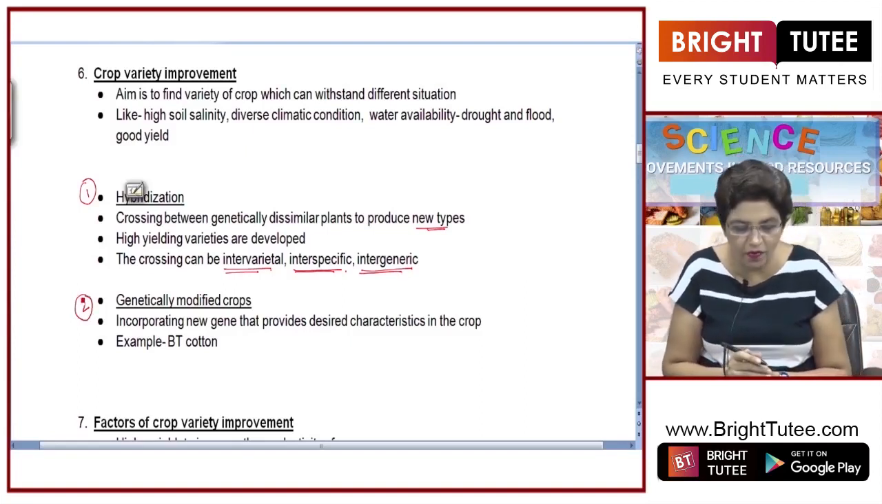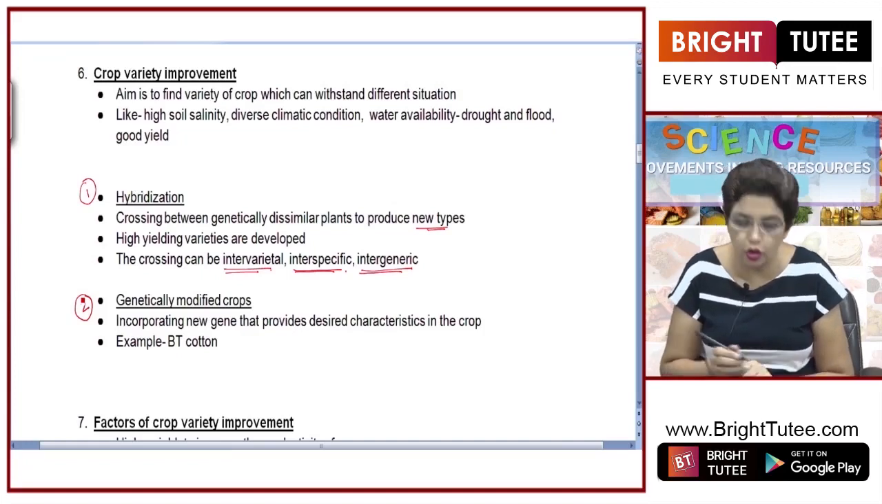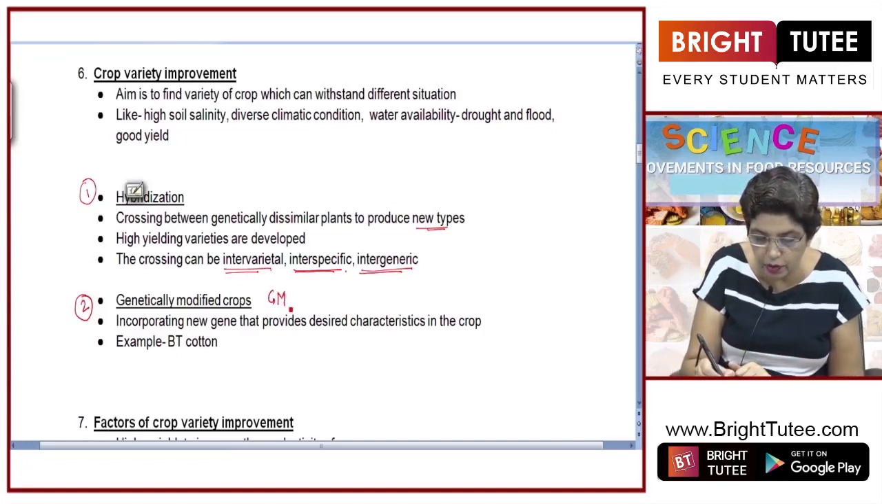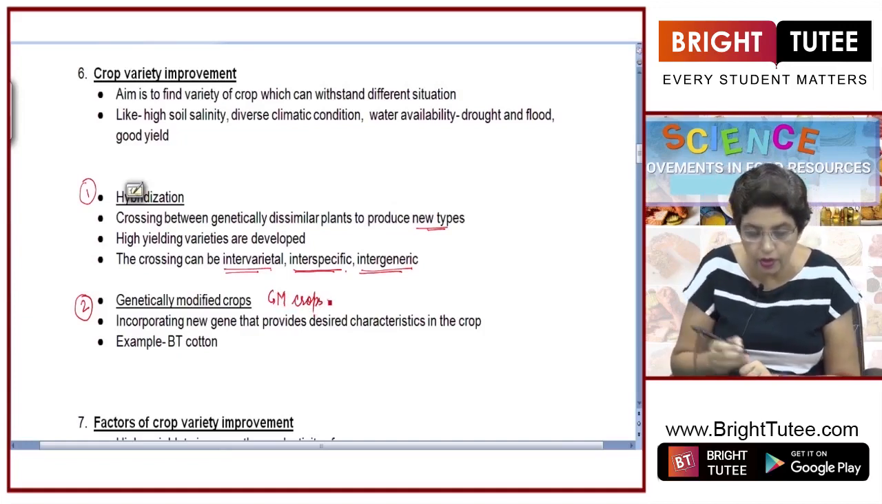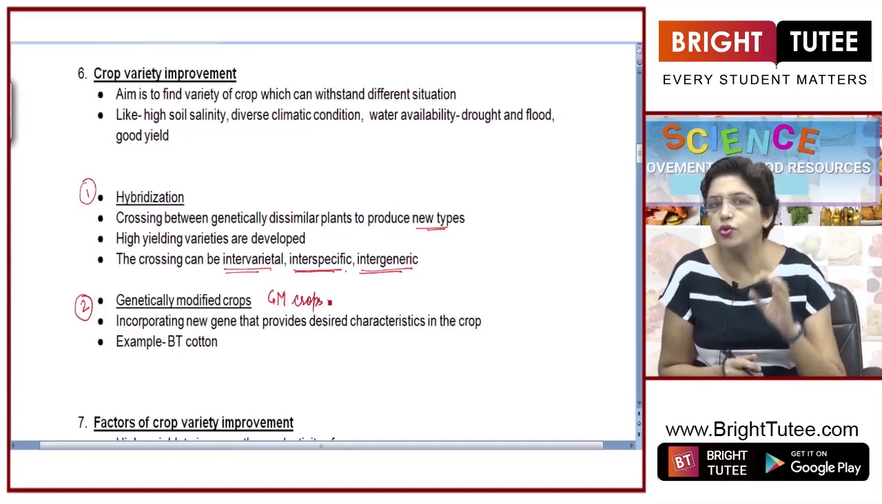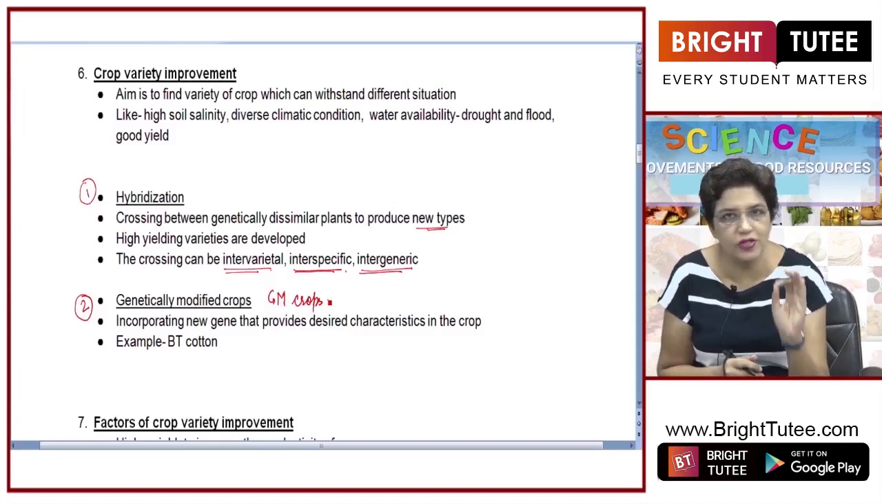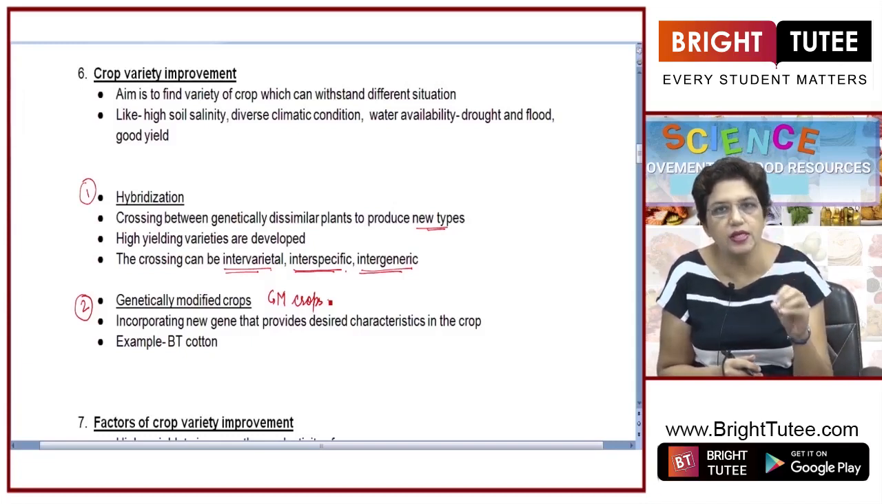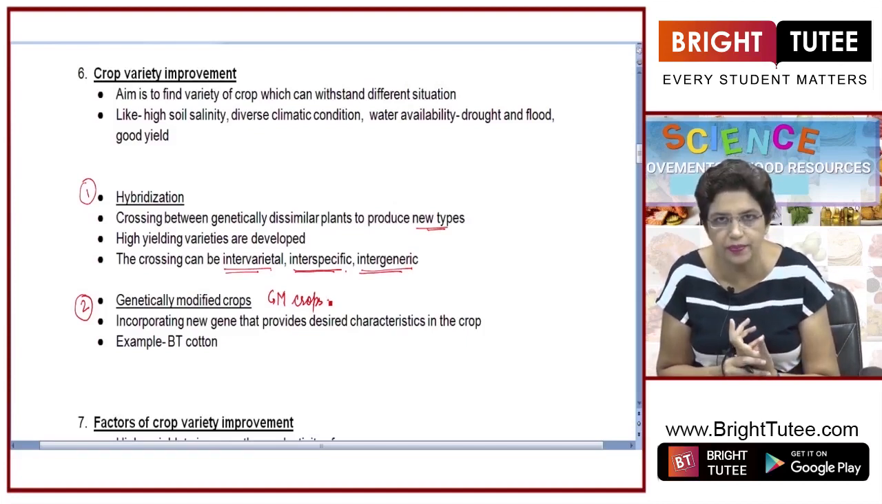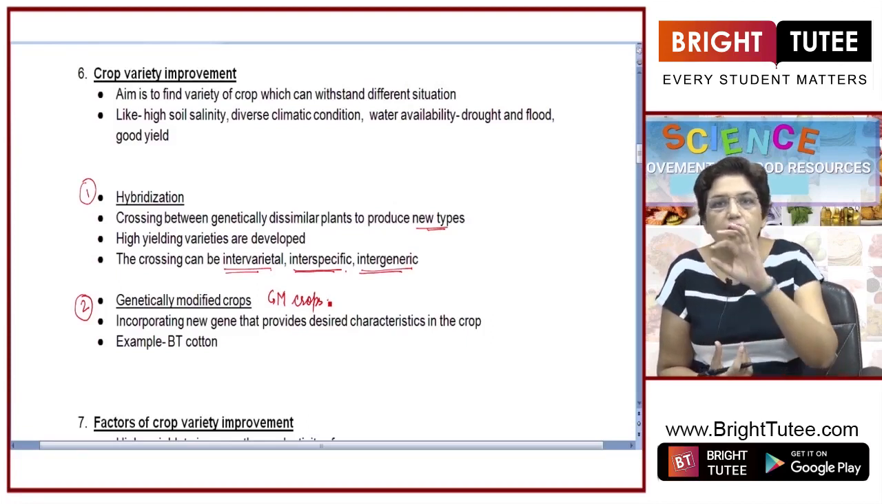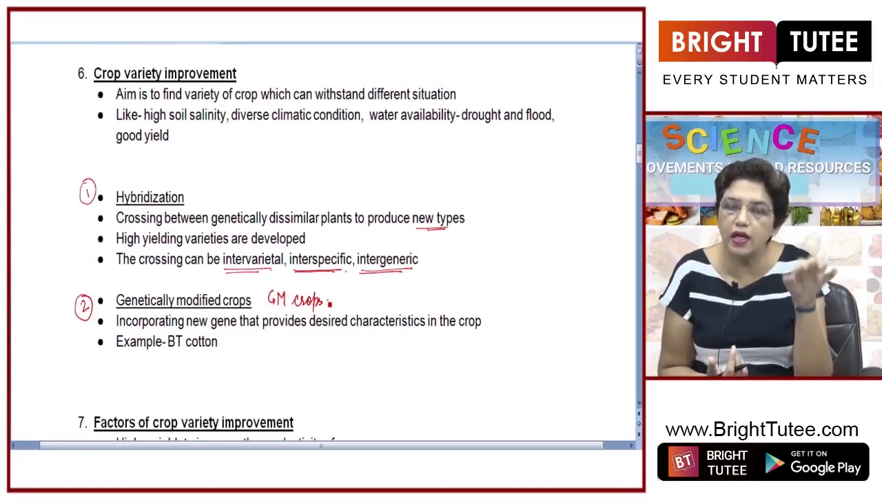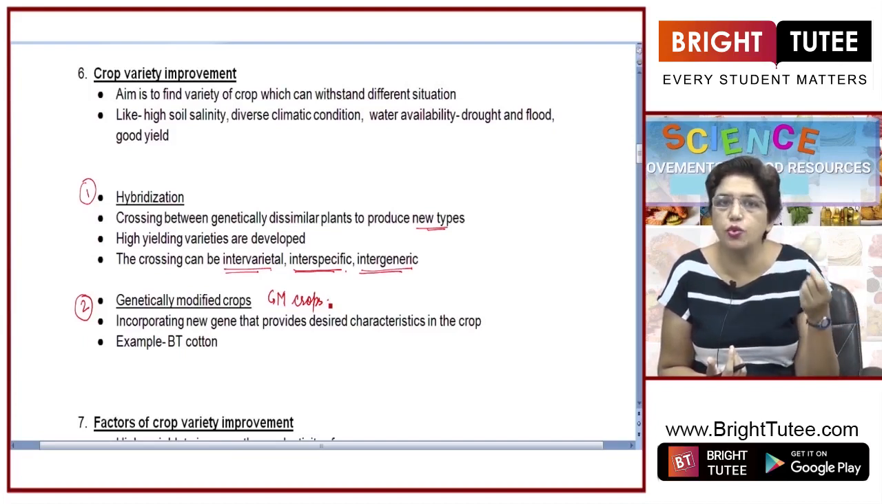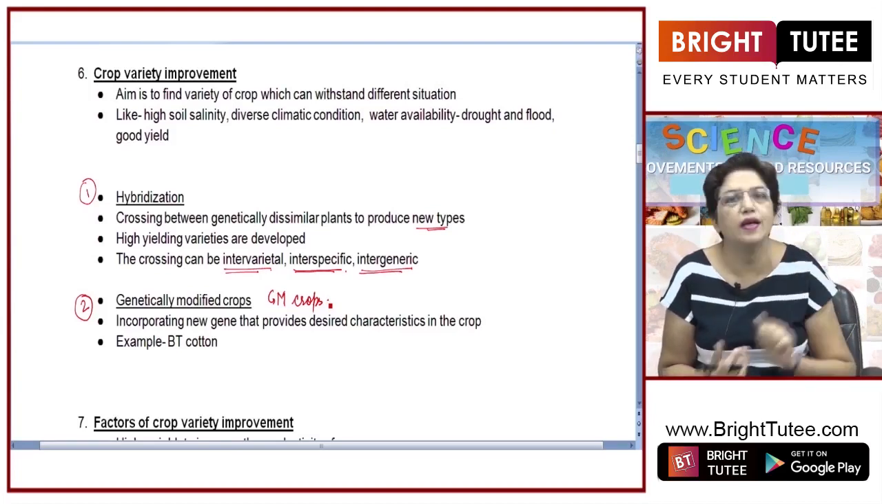Another way of improving the crop variety is genetically modified crops, which are also called GM crops in short. Okay, in this what happens, you know that all the living organisms are made up of cells, and each cell contains a nucleus. Inside the nucleus there are chromosomes which have genes, and these genes decide the characteristics of the living organism. Now, in plants, a desirable gene is incorporated into the cell or the tissue, and when this cell grows, it gives rise to a plant which will have that desirable characteristic.